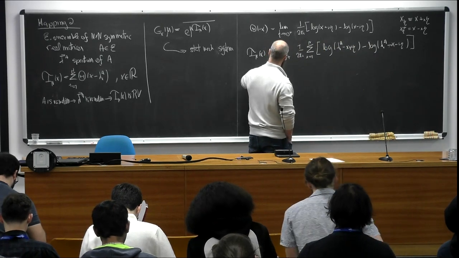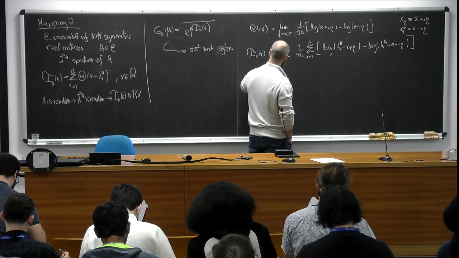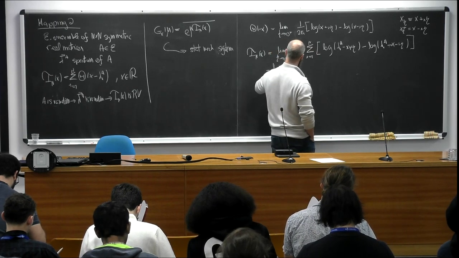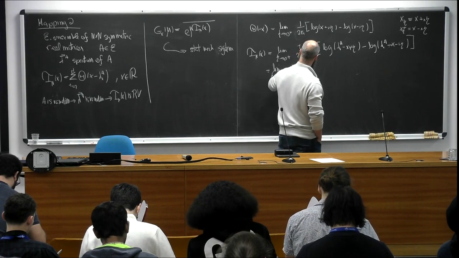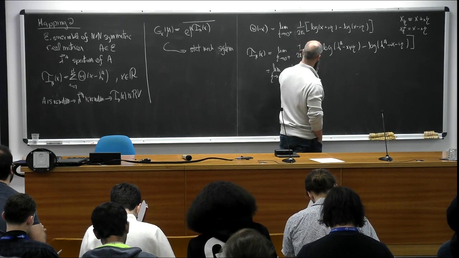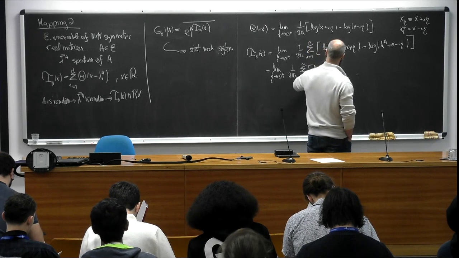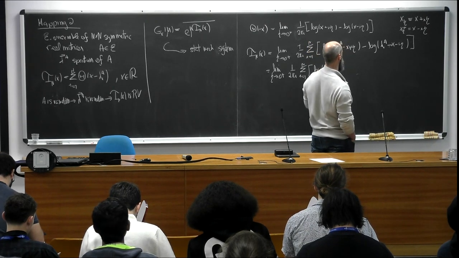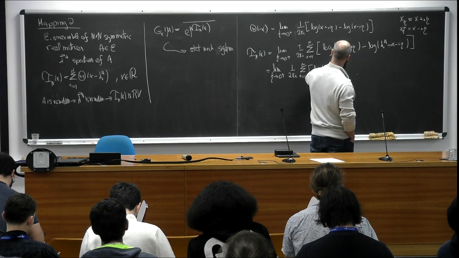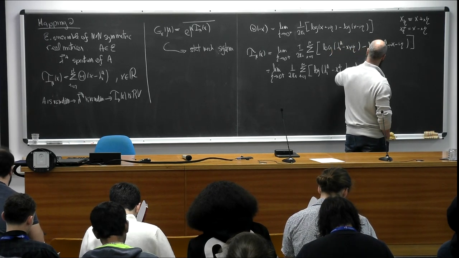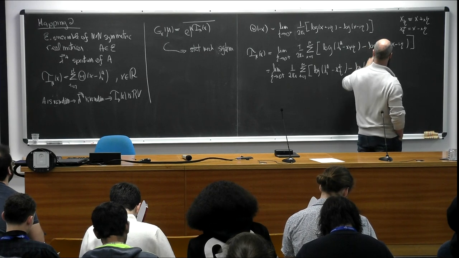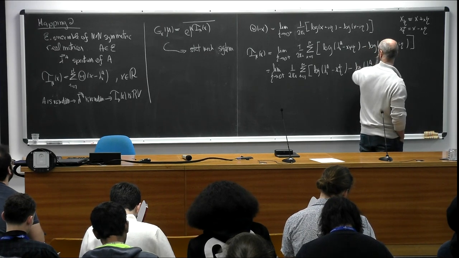So this is equal to the limit of eta going to 0 plus of 1 divided by 2 pi i of the sum i from 1 to n of the logarithm of lambda i of A minus x sub eta star minus the logarithm of lambda i of A minus x sub eta.